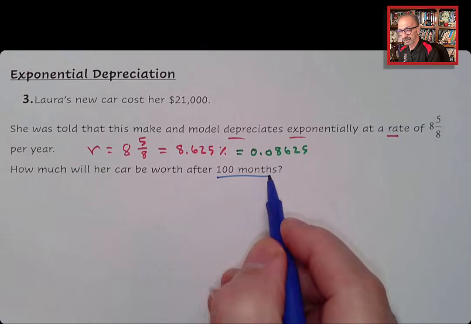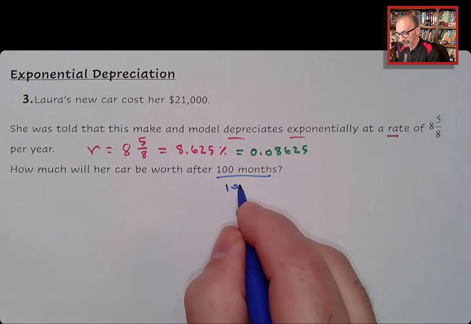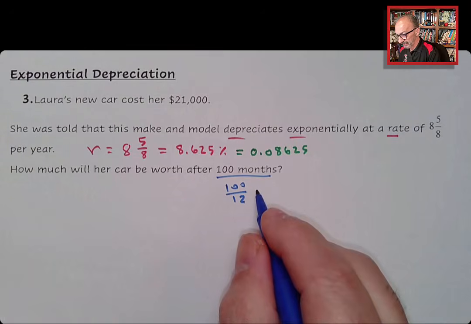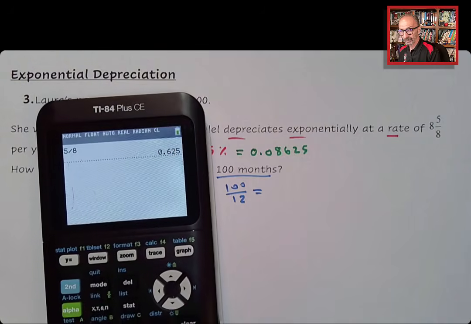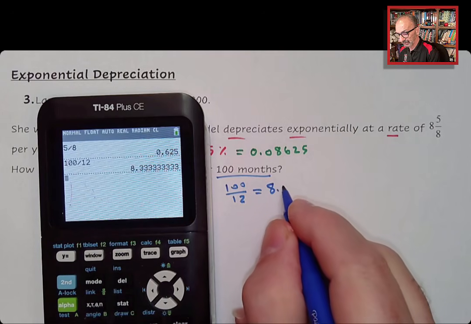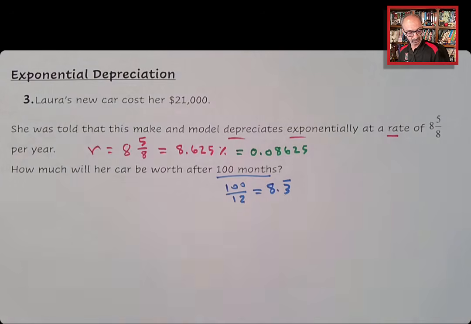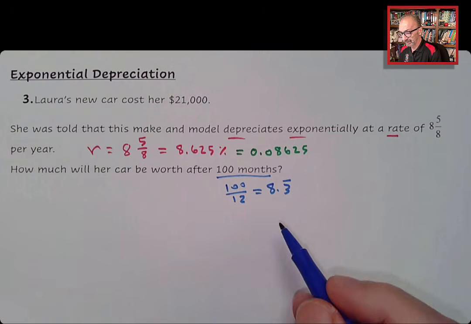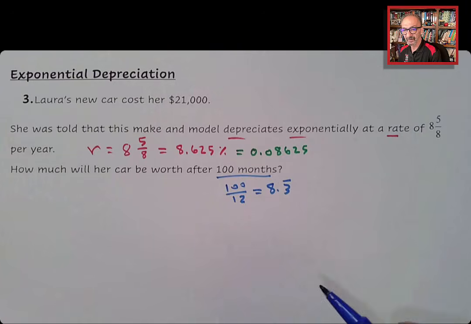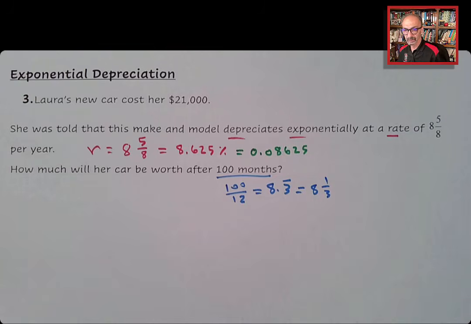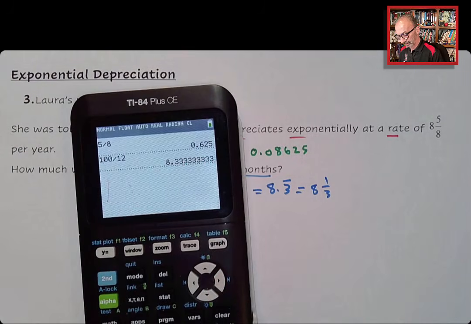Secondly, we have 100 months, but that's not in years. We need to divide 100 by 12, that's how many months in a year. 100 divided by 12, as you could see, is 8.3 repeating, but we need to write accurate numbers. We don't want to round. The best way to do the math is keep everything accurate and round only the final answer. So that's 8 and 1/3, and 1/3 gives me the 0.3 repeating.